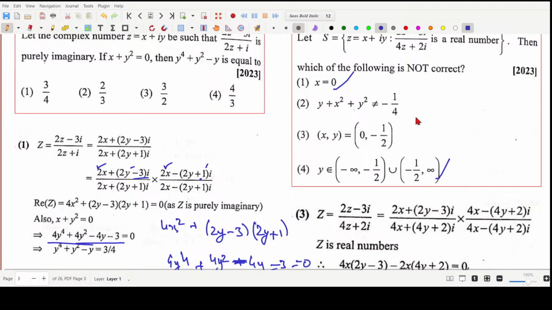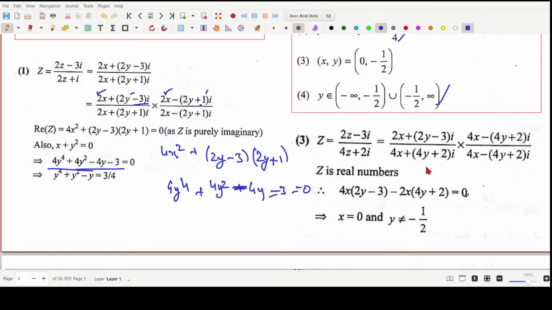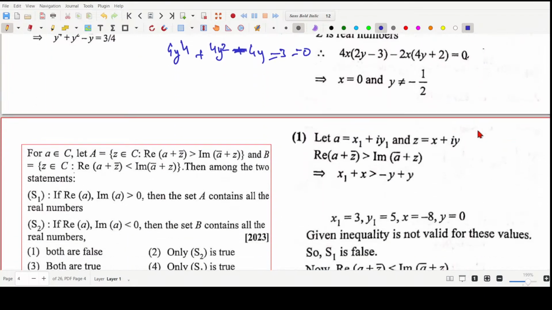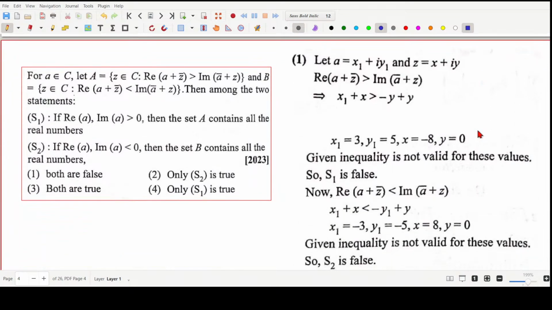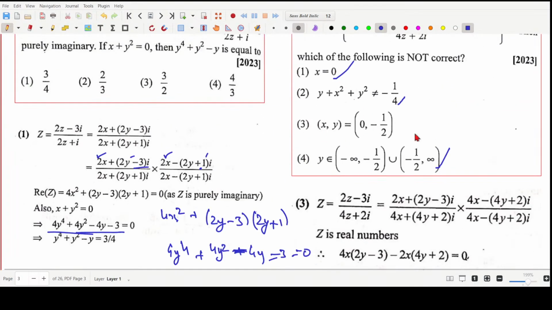And I think this is also consistent, right? x equals to 0, y should not be equal to minus half. And y square should not be equal to minus 1 by 4, right? This is not consistent, right? y cannot be minus half, because then this denominator itself will become 0. So the answer is option 3. This is not valid. Remaining all valid. These three are consistent, right?